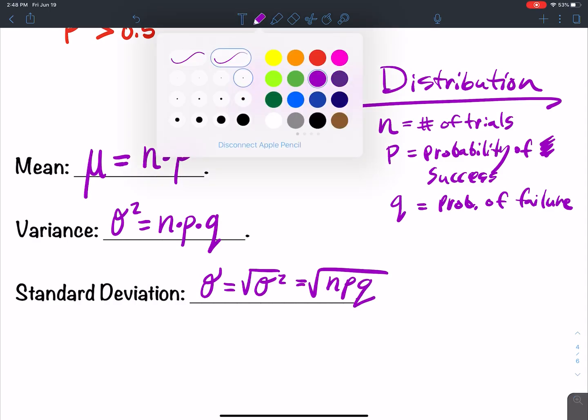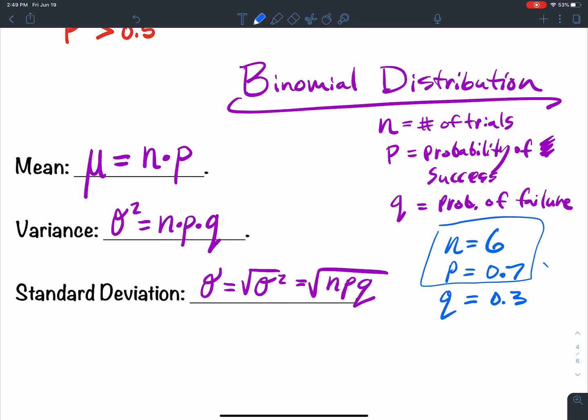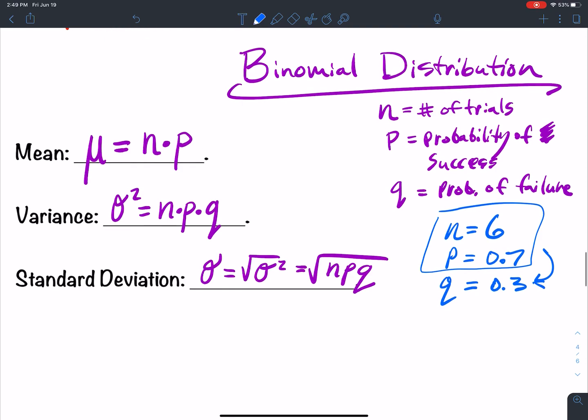Now, to show you exactly how easy this is, take our doctor example. We had six surgeries. We had a probability of success equal to 70%, which implied a probability of failure equal to 30%. Typically, you're only going to be given one of those, and you can find q by just doing the complement rule. 30% chance of failure means a 70% chance of success. So do your 1 minus to get that complement.